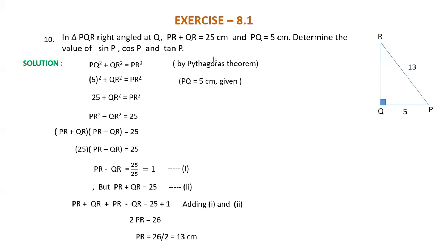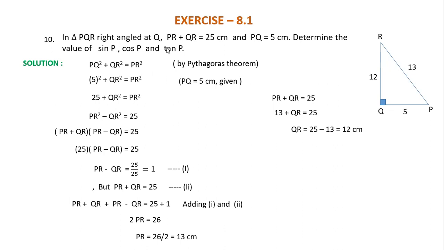Now, what is given? PR plus QR is 25. So let's use that. We have just found the value of PR as 13, so put it there: 13 plus QR is 25. So QR is equal to 25 minus 13, that's equal to 12. So that means this length is 12.